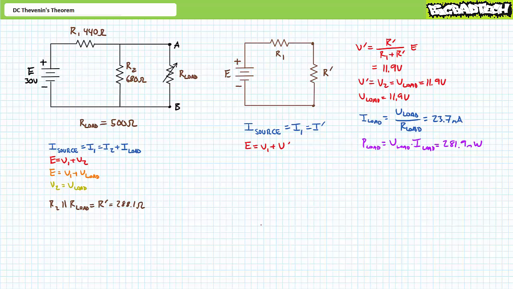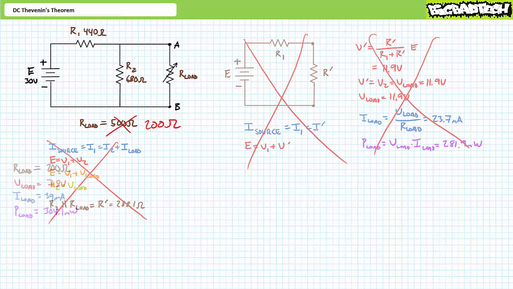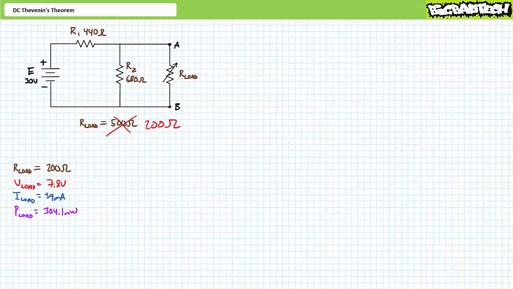Oh crap. I've discovered an error in my illustrated example problems. R load was meant to be a 200 ohm resistor. Sorry about that. Pause the lecture and recalculate all the values. Don't skip this step because it's vitally important to our later discussion. If you're tracking, you should obtain the following values when R load is set to 200 ohms.